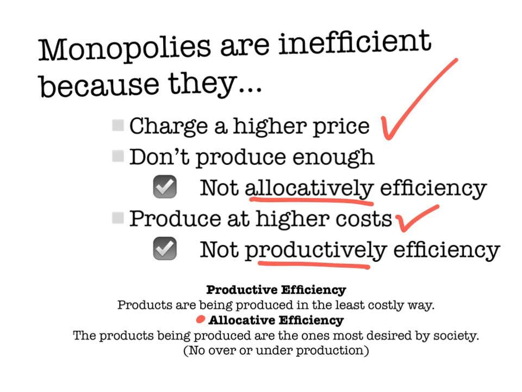The main point of this is that monopolies are inefficient because they produce too little, but they charge too much. I'm going to say that over and over again. They produce too little and they charge too much. That's the main point of why monopolies are inefficient.